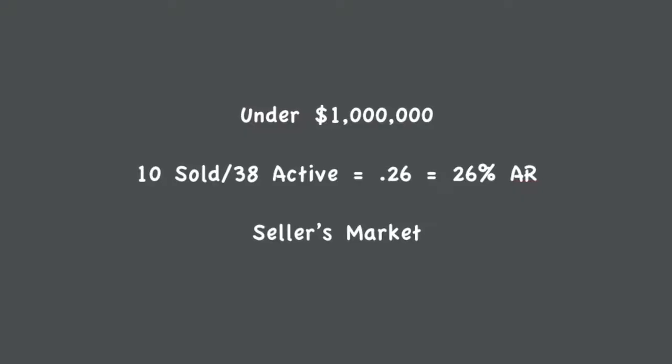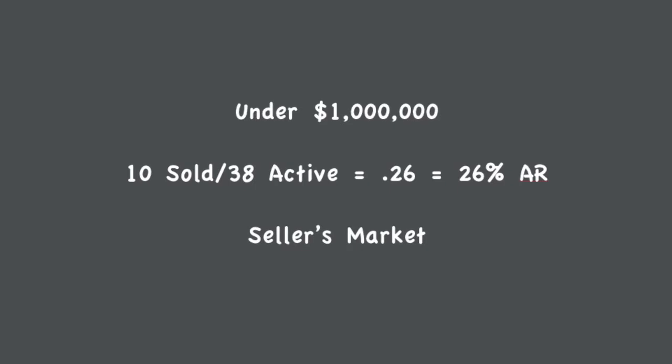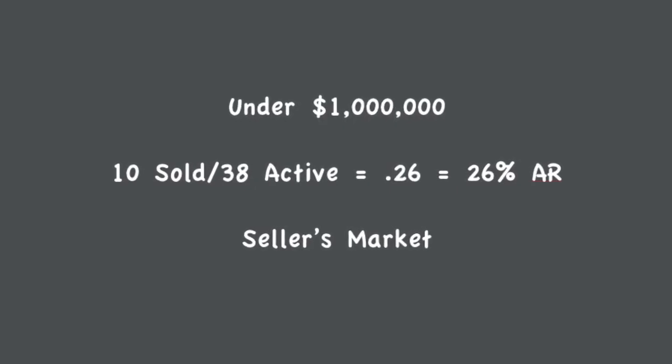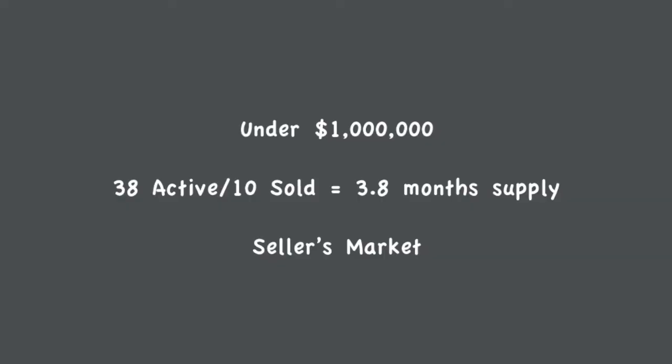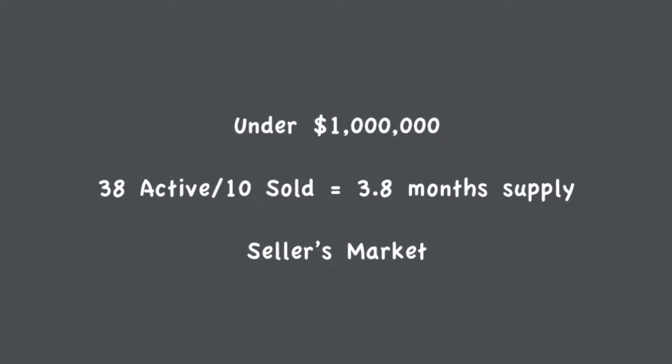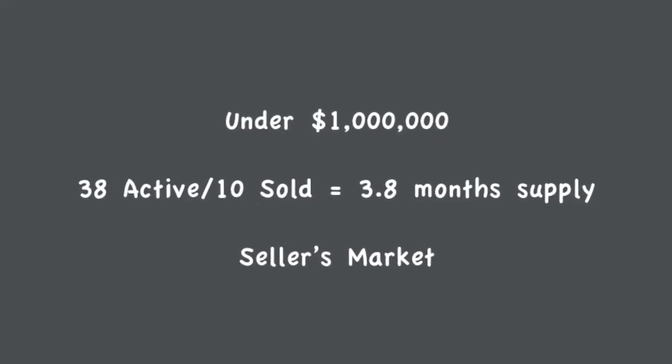In the under $1 million, 10 homes divided by 38 active equals 0.26 equals 26% equals a seller's market because it's over 20%. How long should it take to sell? 38 divided by 10 equals 3.8 months.